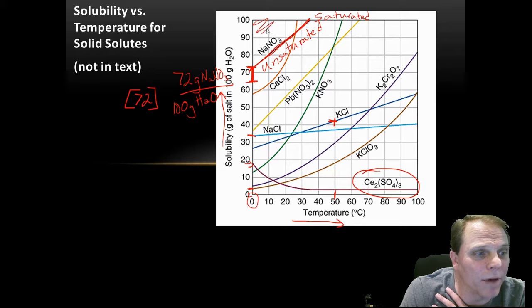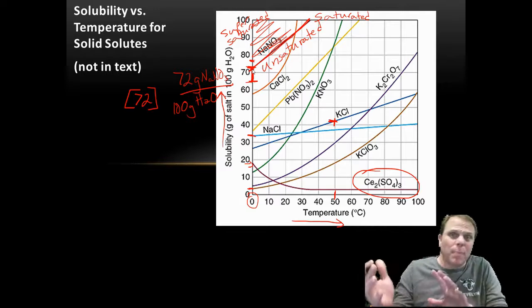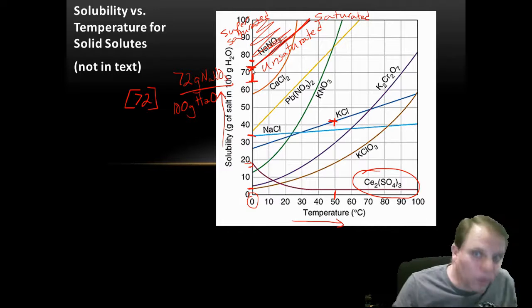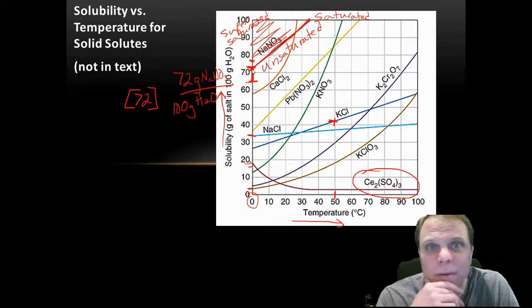And then anything above the line is going to be supersaturated because I've got more in there than I should be able to hold at that particular temperature. So if I had 75, that's more than 72, which is all I should be able to hold. So I must have heated it up, put more in, and then cooled it down so that it was there in a slightly unstable form.